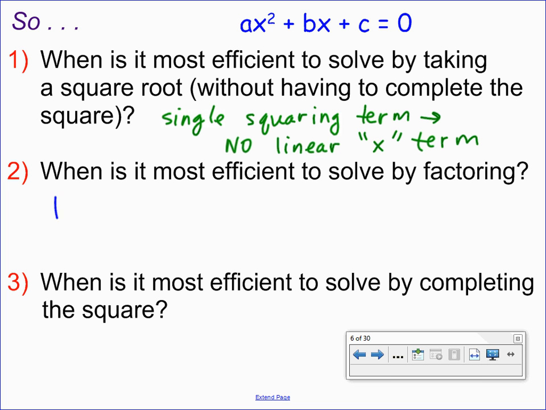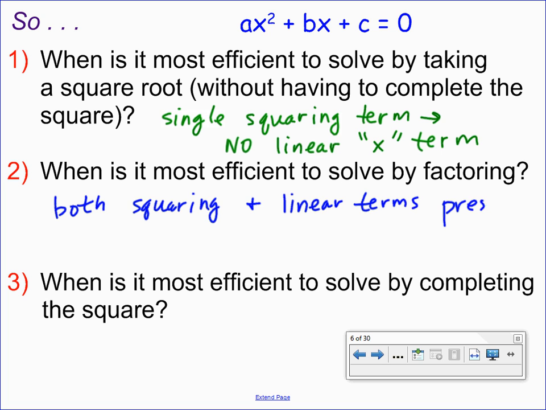So both squaring and linear terms present in the problem. I can factor, and I can factor.